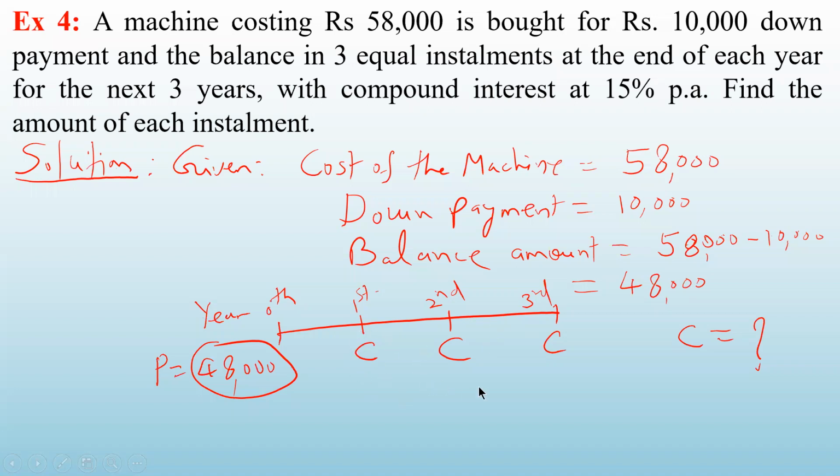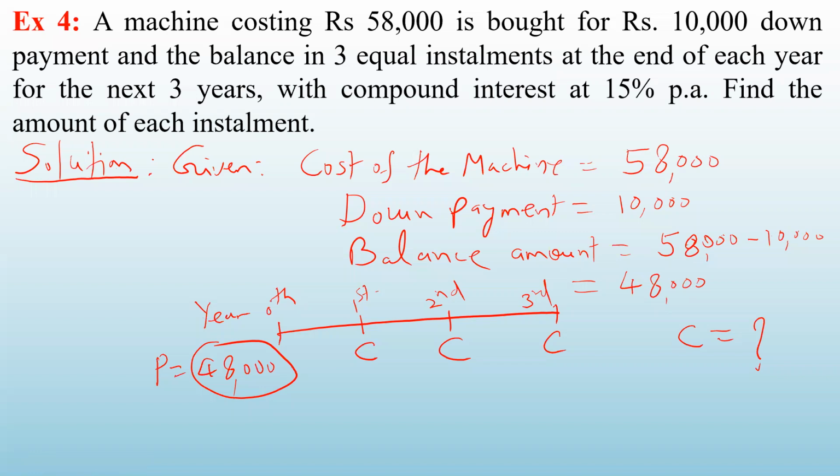See, many students make the mistake. They divide this 48,000 by 3 and say that each installment amount is 16,000, which is wrong. Okay? Because you cannot simply divide it by 3. You have to see that the interest is also there, 15%. So this is the present value and you are paying it in installments. So you have to find the installment amount by using the formula of the present value.